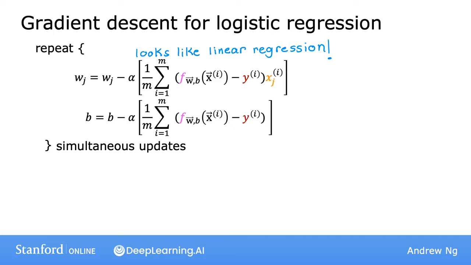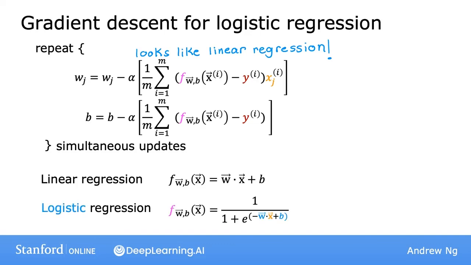Well, even though these equations look the same, the reason that this is not linear regression is because the definition for the function f of x has changed. In linear regression, f of x is wx plus b, but in logistic regression, f of x is defined to be the sigmoid function applied to wx plus b. So, although the algorithm written looked the same for both linear regression and logistic regression, actually they're two very different algorithms because the definition for f of x is not the same.